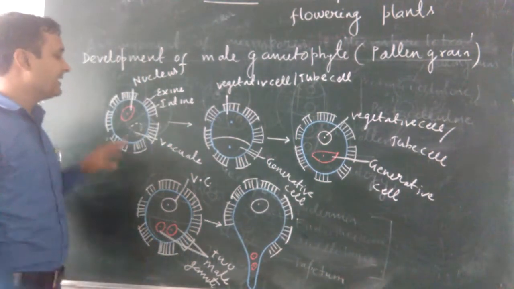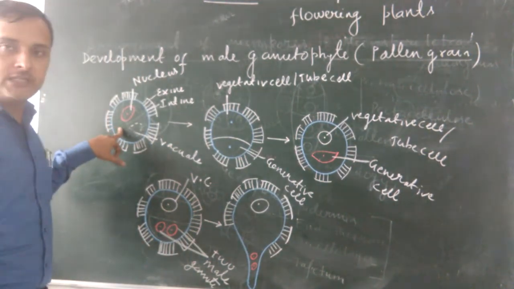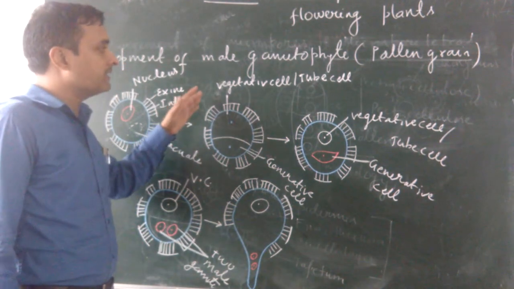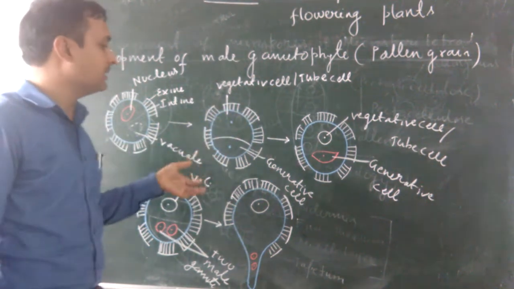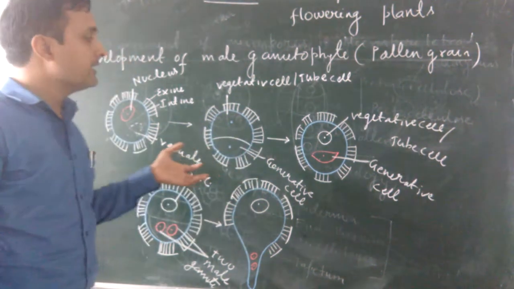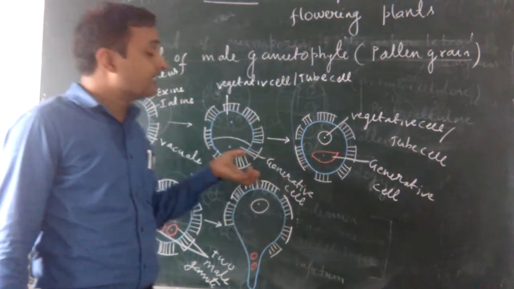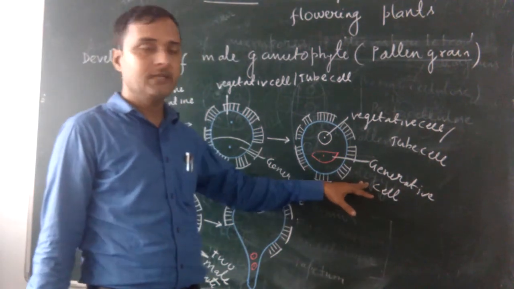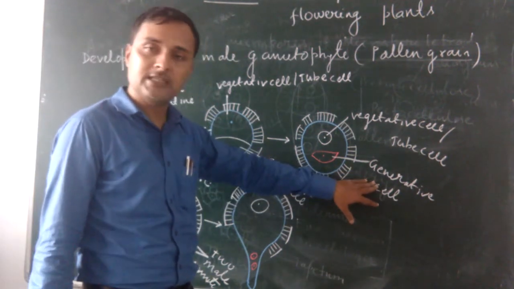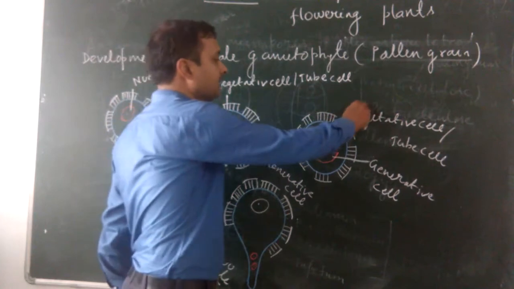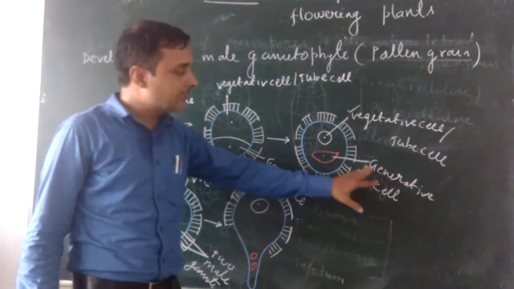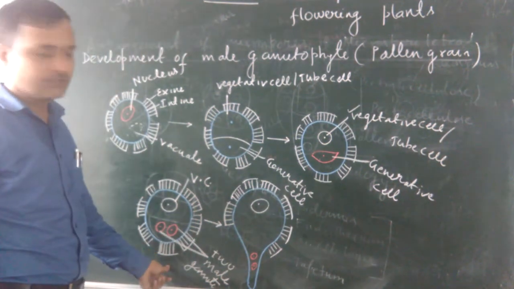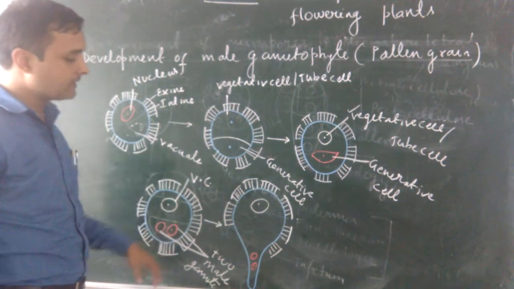So first of all, the cytoplasm of the mature pollen grain divides unequally to form two types of cells. The larger cell is known as the vegetative cell or tube cell. The smaller cell is known as the generative cell. Then the cell wall of the generative cell dissolves and it is converted into a spindle-shaped cell. Vegetative cell remains as such. Later on, this generative cell further divides and forms two male gametes, and the vegetative cell remains as such.